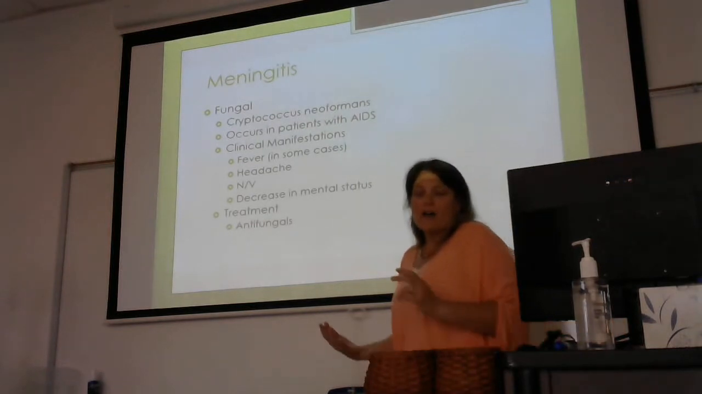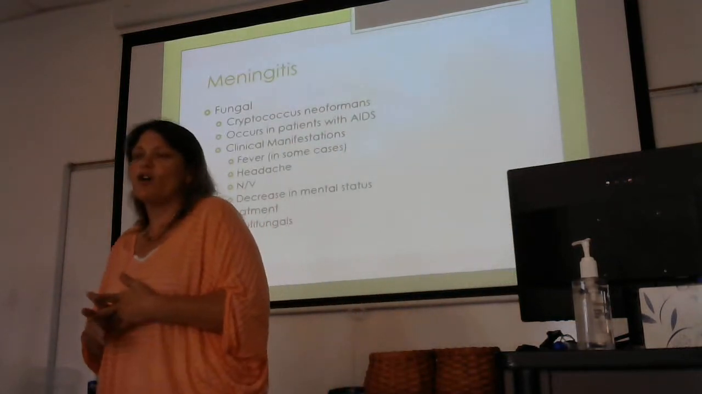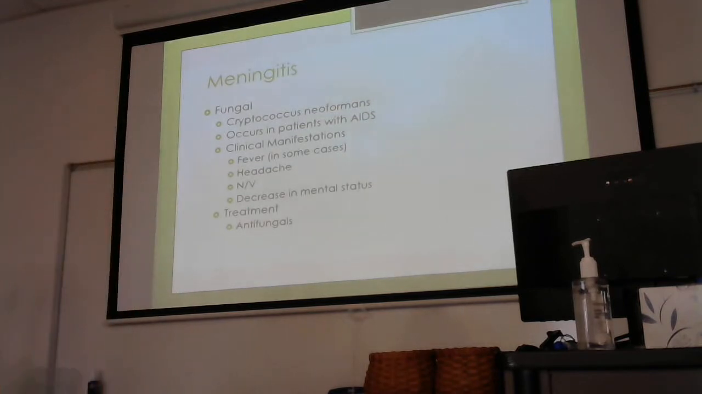So when we talk about fungal meningitis, we typically see it in patients that are immunocompromised. So AIDS patients, patients on immunosuppressant therapy, somebody with rheumatoid arthritis, a cancer patient going through treatment. Those are the patients we will typically see a fungal meningitis in because they're immunosuppressed. Again, symptoms are very similar. We diagnose with a lumbar puncture, and then we treat according to what we find with our LPs.